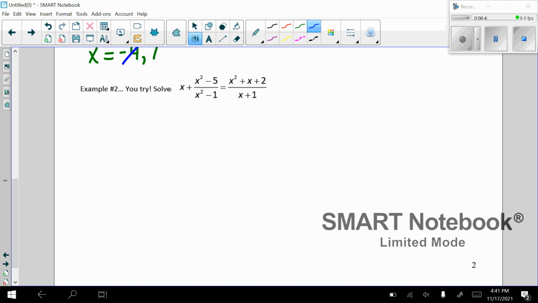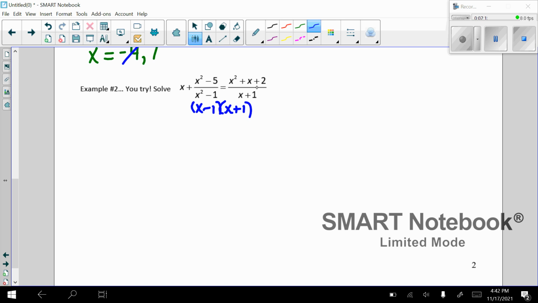So obviously there's nothing to do here. X squared minus 5, it almost wants to be a difference of two squares, but it's not because 5 is not a square. But this one, we get x minus 1 times x plus 1. This numerator, two numbers that multiply to equal 2 that add to equal 1. Nope, can't come up with that. So we're just left with this fraction right here.